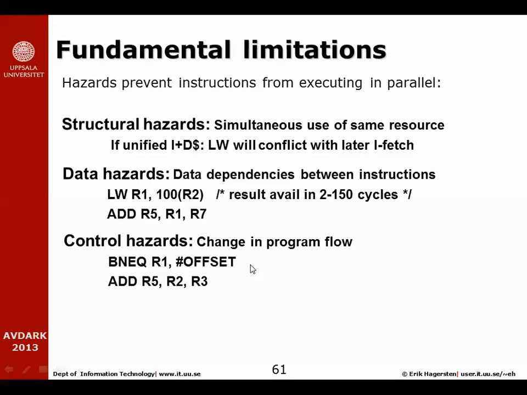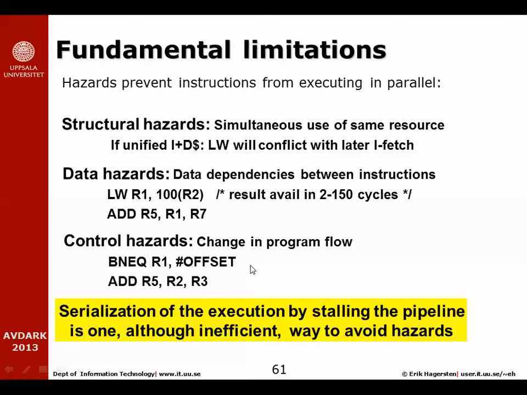So one way of solving problems relating to hazards is that you serialize and you stall the pipeline whenever a hazard happens. After this branch, you may stall the pipeline, which means you will not start any new instructions right after this branch until you know it's a safe distance, and you know that the branch will have had a chance to have an opinion whether it will be taken or not, and also you have had a chance of calculating where to fetch the next instruction from. And then and only then will you let a new instruction into the pipeline.